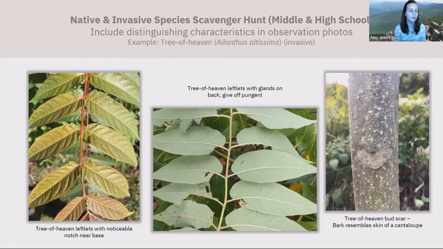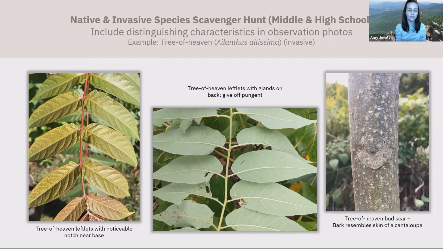So here's an example with Tree of Heaven, which is an invasive tree. And as you can see on the far left, if you look at each of the individual leaflets on the leaf, there is a little notch near the base of each of those leaves. That is unique to Tree of Heaven. If you were to turn that leaflet over, you can't see it too well, I should have circled it on my picture here, but there are these little glands near the notches on that leaflet. And that is also a distinguishing characteristic of Tree of Heaven.